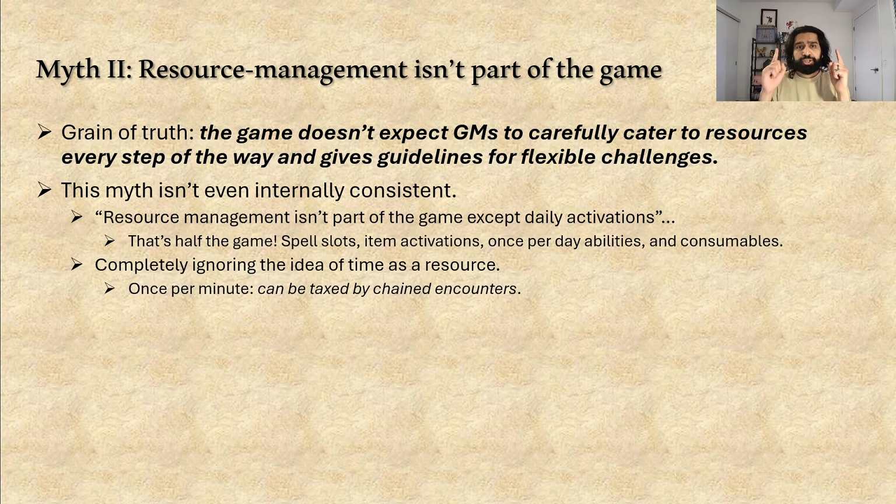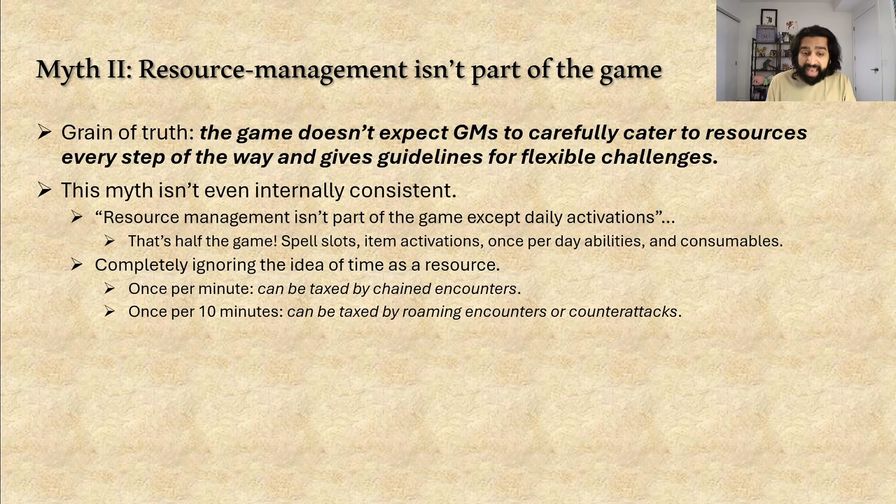For example, if you had 2 encounters that were separate, you take care of the first one, you get to wait some time before the second one, versus you fight the first one, the second one joins in. You have now attrition the once per minute resources. Once per 10-minute resources can be taxed via roaming encounters or counterattacks.